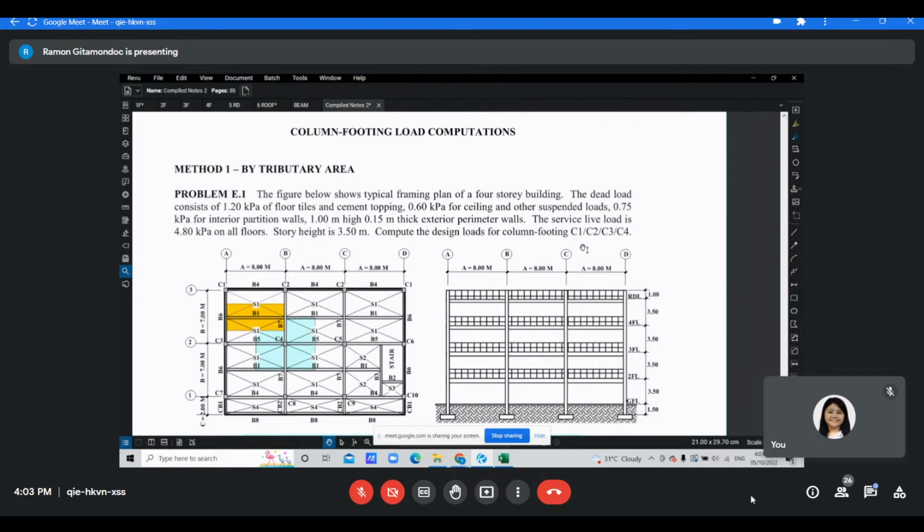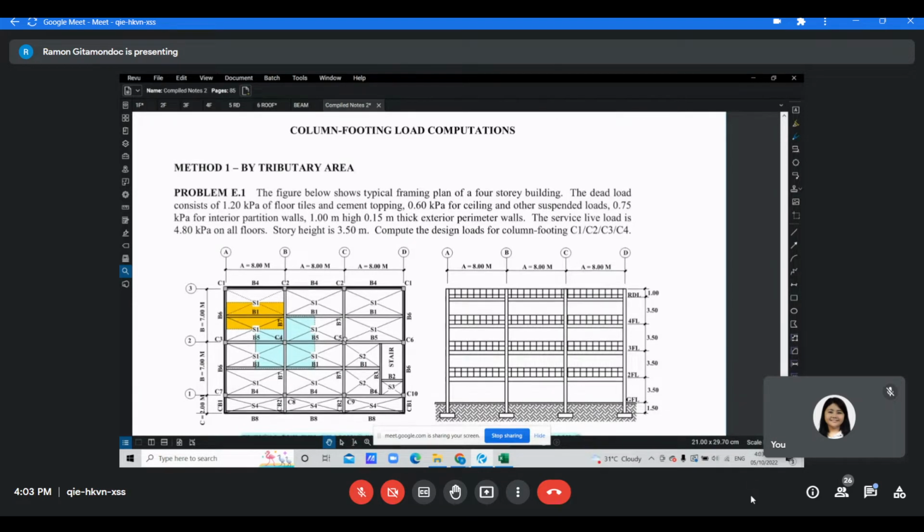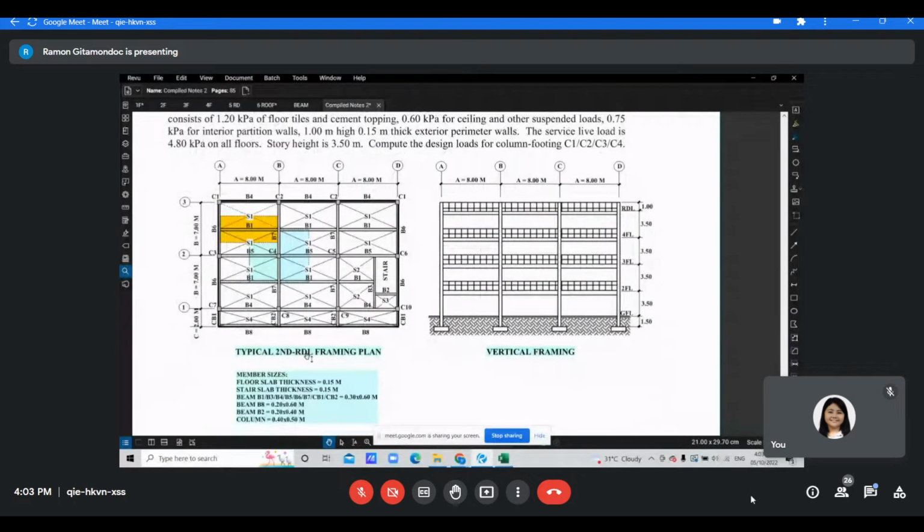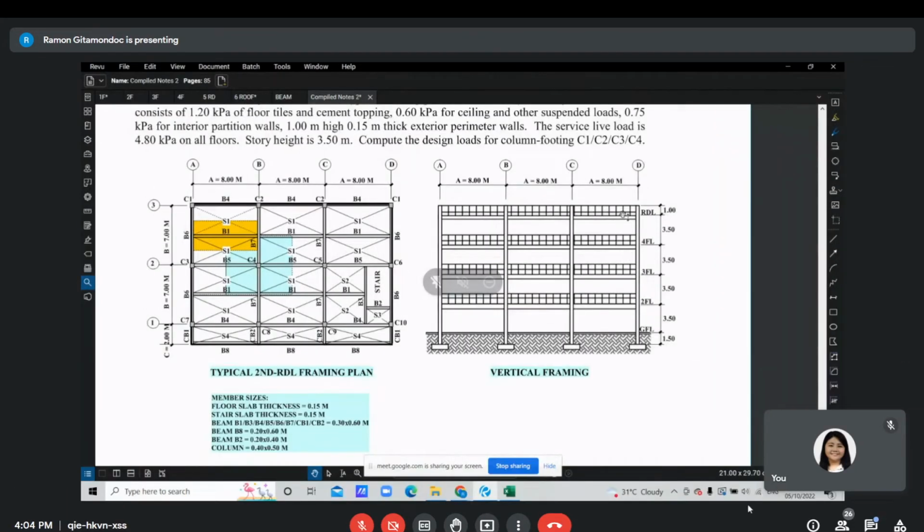So in the figure you have here the framing plan of a building. For simplicity, this is the typical second to roof deck level framing plan. As you can see in the elevation of the vertical framing, we have second floor, third floor, fourth floor, and roof deck level, no?